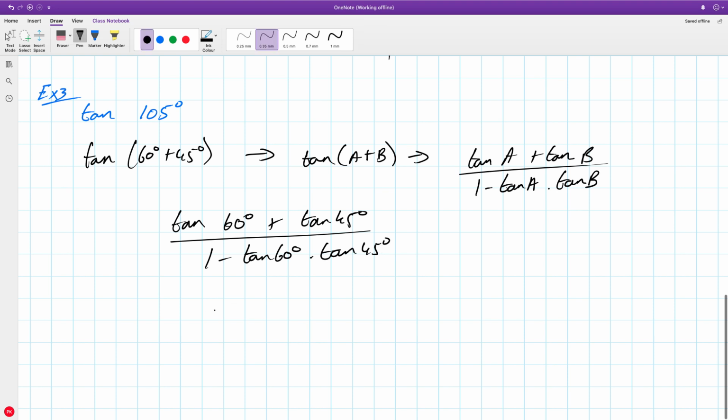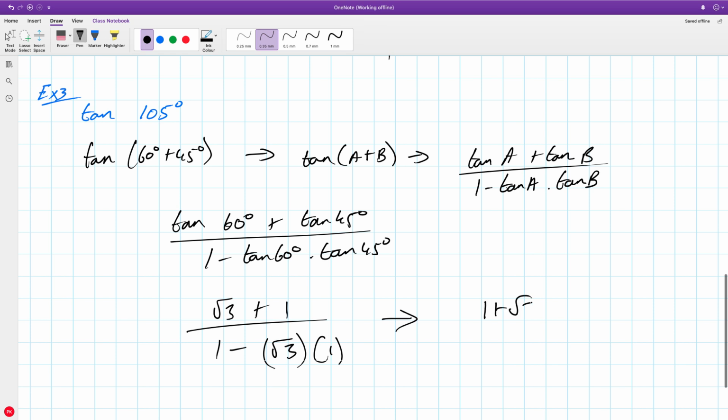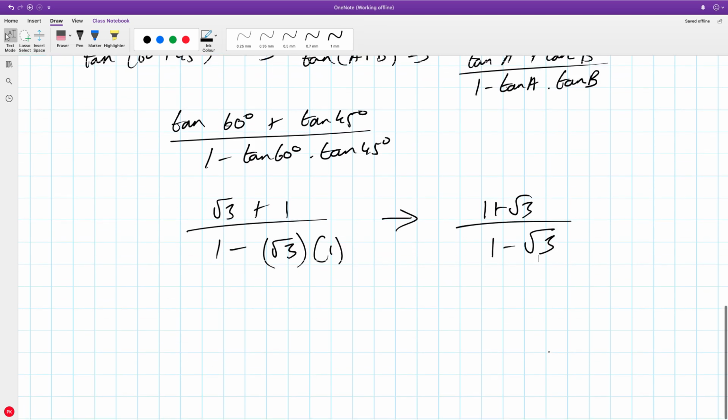Right, Adam, tan of 60 is what? Root 3, plus tan of 45, 1, over 1 minus tan of 60, which is root 3, by 1. So that is 1 plus root 3 over 1 minus root 3. We happy with that? Perfect. Right, jumping on. Next thing.